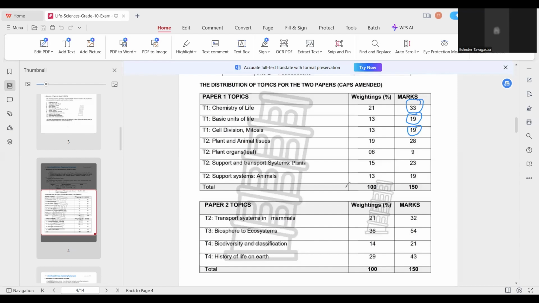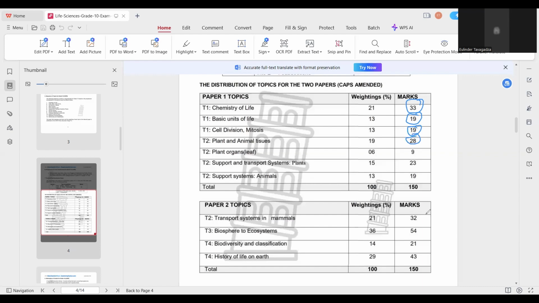We move on to term 2. So basically, for paper 1, you are going to learn the topics for term 1. Then we move on to plant and animal tissues. This is also part of paper 1, and this is 28.